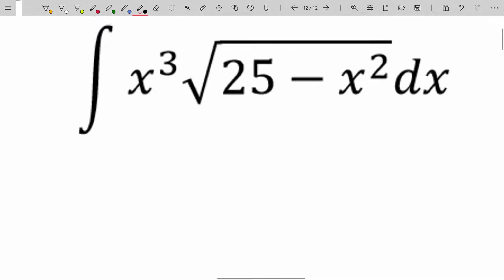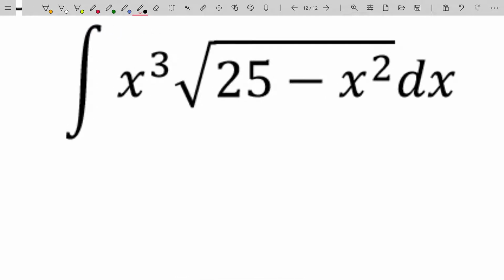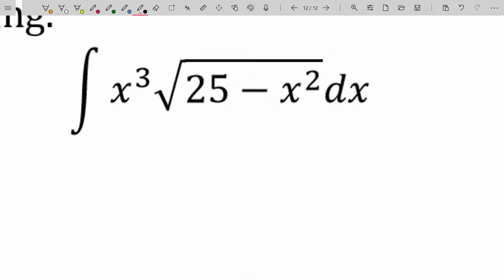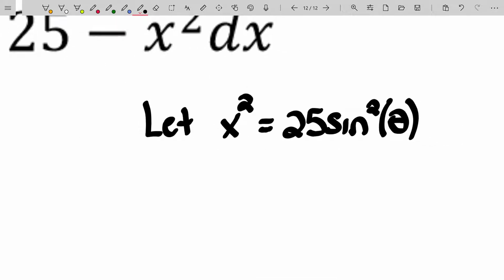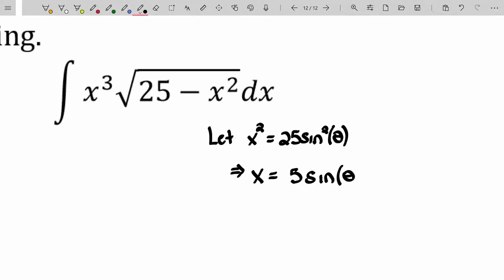For example, this one right here, a lot of people will look at this and think trig sub because you have a difference of squares here. This looks like a 1 minus sine squared, sort of. I mean, it's not exactly, obviously, but it looks something like that. So a lot of students will make an initial substitution to say, let x squared equal 25 sine squared of theta. And of course, taking the square root of both sides, that will imply that x is equal to 5 times the sine of theta.